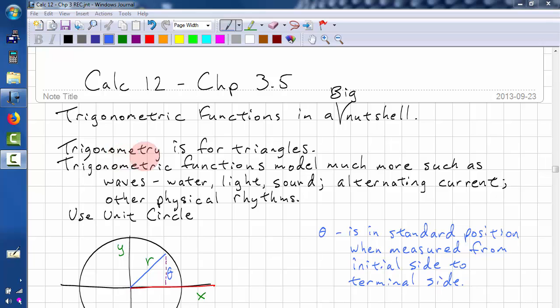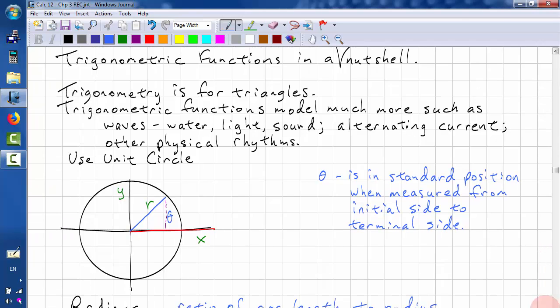Okay, so trigonometry is for triangles. Trigonometric functions model much more, such as waves, water, light, sound, alternating current, other physical rhythms. And it's based off the unit circle. So r equals 1 for the special case for unit circle.